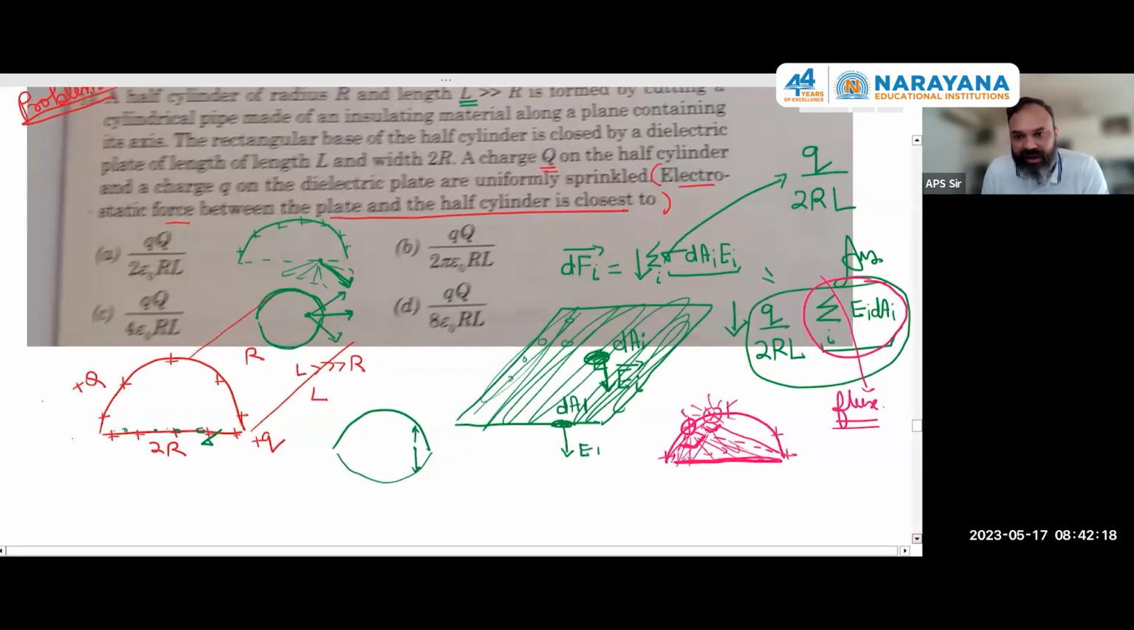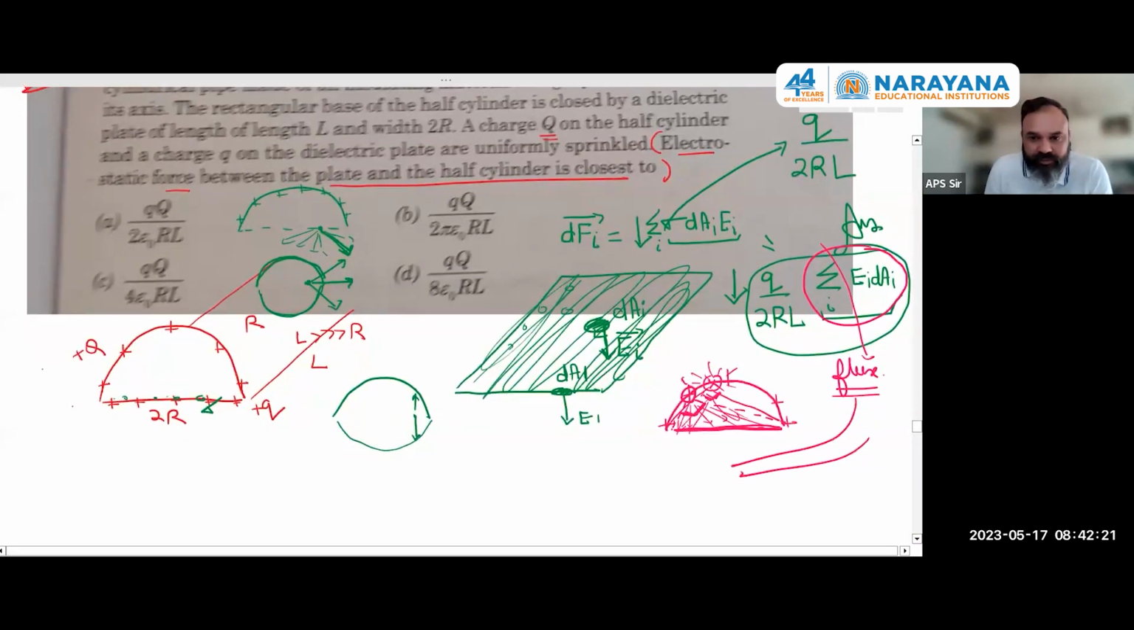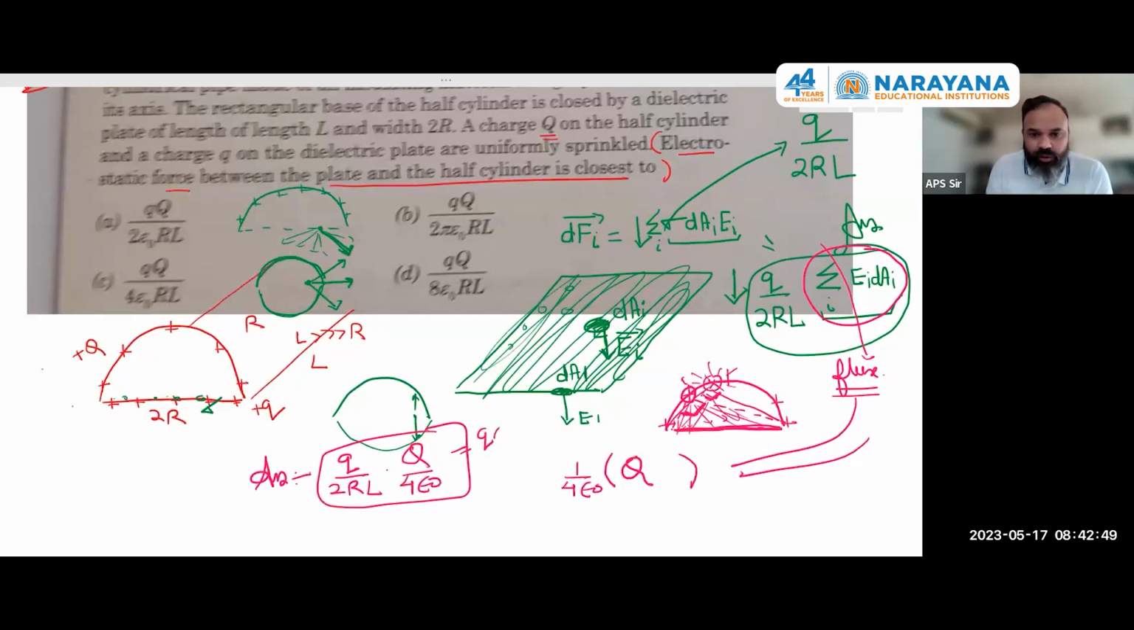So basically, I can directly say that the flux here is 1/4 epsilon naught times the total charge on this semi-cylinder. And what is the total charge on the half cylinder? That is capital Q. So now the answer to the question becomes very simple without integral. It is Q by 2RL into Q by 4 epsilon naught. So you understand your result is Q squared upon 8 R L epsilon naught. Very clearly, you can see this option comes out to be correct.